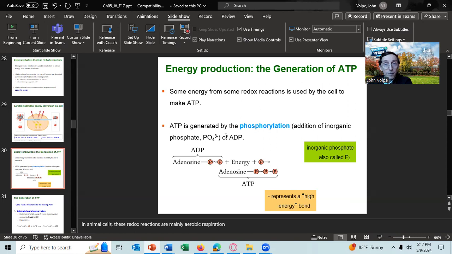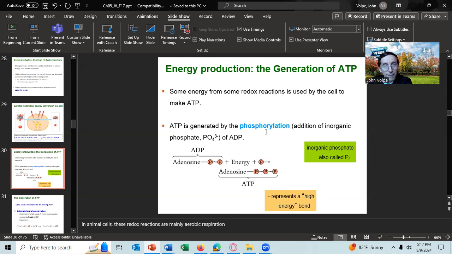All right. So ATP is generated by phosphorylation to make ATP from ADP. Phosphorylation is just the addition of an inorganic phosphate group to ADP or some other molecule, meaning you can put a phosphate on some molecule and that's still phosphorylation.